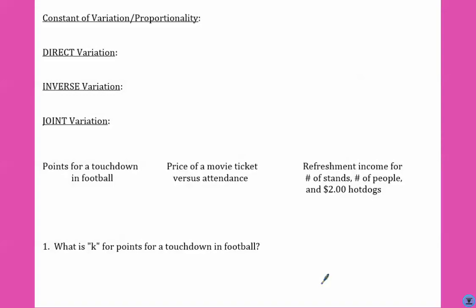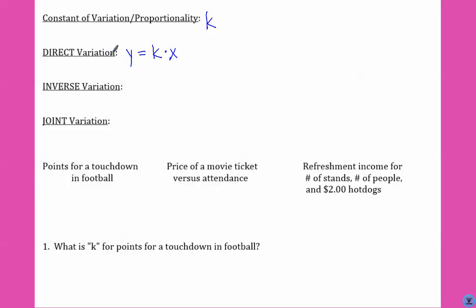All right, today we're going to be learning about variation. The first thing we're going to talk about is the constant of variation, or the constant of proportionality, and this is usually represented by the letter K. Direct variation means that something is getting multiplied by our constant of variation, and this is usually represented by the equation y equals K times X.